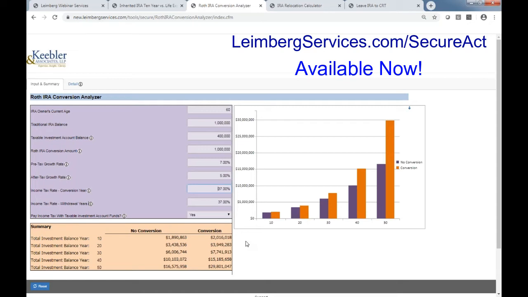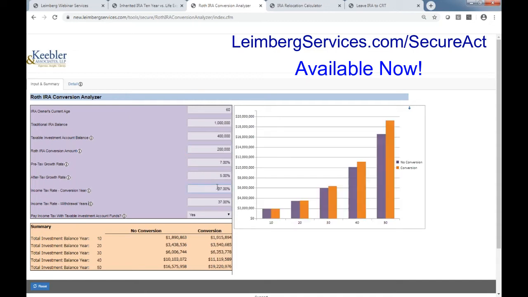It starts to pull away. Now, you can run these. You can run all kinds of projections with this. If you wanted to say, hey, wait a minute, no one would ever do a large conversion like that, you might only do a $200,000 conversion, bringing down your tax rate on average from 35 to say 32%.